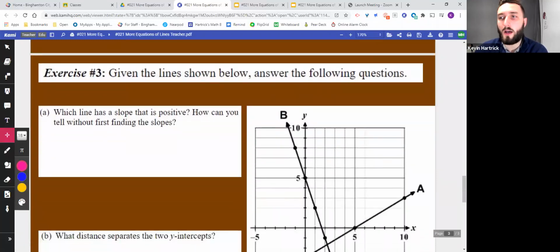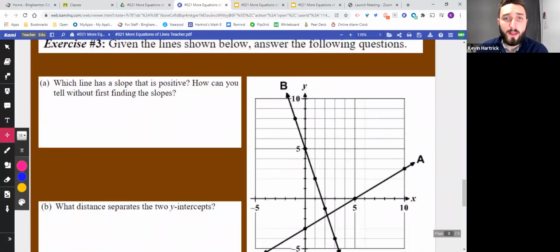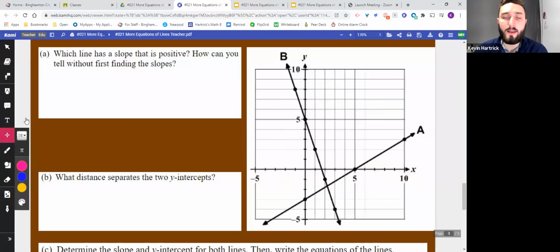So given the lines below, answer the following question. So not only are we going to have to be able to graph a line given the equation, but we also have to be able to look at a line on a graph and determine what is this line's equation. All right, so first thing that you want to think about when you're looking at this is which line has a slope that is positive. So being able to indicate whether a line has a positive slope or a negative slope is going to help us make that equation. So let's look at B.